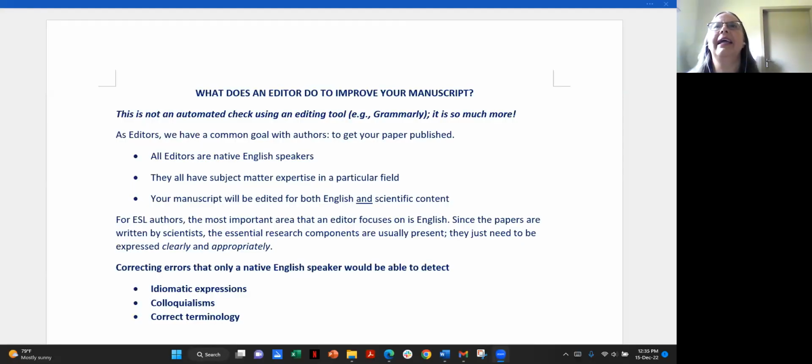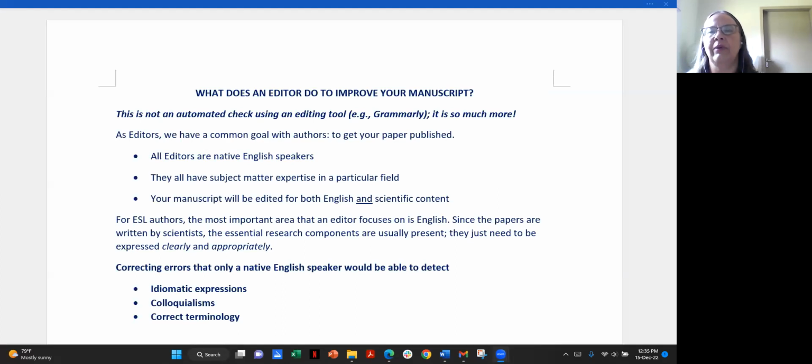Hi, everybody. Today I'm very excited to explain to you what we as Inago editors do behind the scenes to make your documents publishable and to increase the chances of a journal accepting it. It's very important to understand that we don't just do an automated check. We don't run it through Grammarly and then give it back to you.